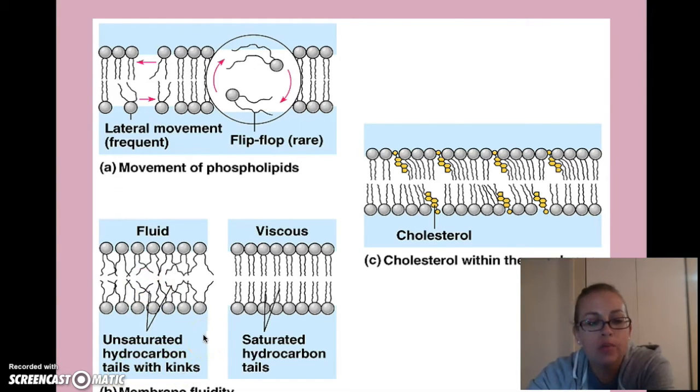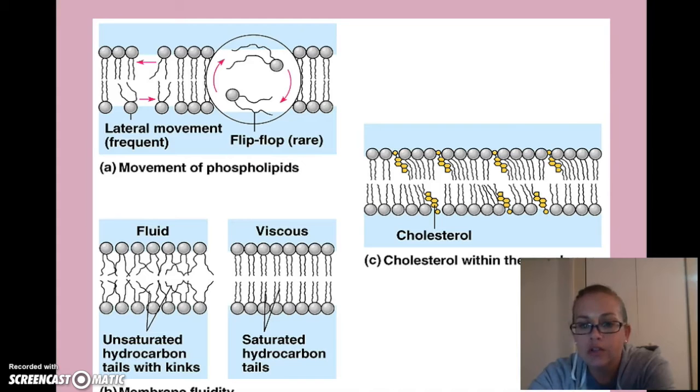So that's going to help this stay more fluid, whereas if it was all saturated, like we talked about in class, saturated fatty acids tend to have a much straighter shape to them. They're going to solidify a little bit more than if you had unsaturated hydrocarbon chains.